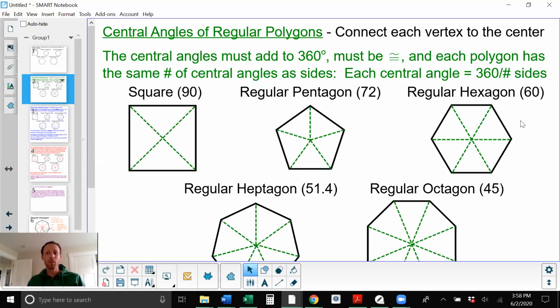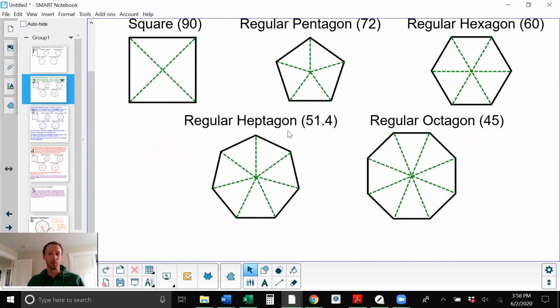With a hexagon, the 360 divided by 6 is 60. With a heptagon, divide 360 by 7 and we get about 51.4. Rounding to the nearest tenth is going to be fine for today. And a regular octagon, we take the 360, divide by 8, and we get 45.